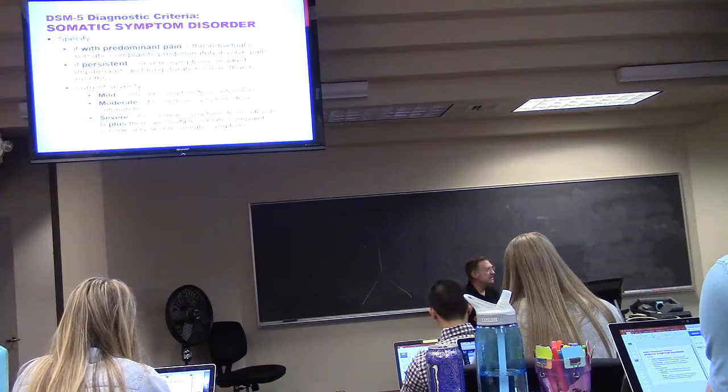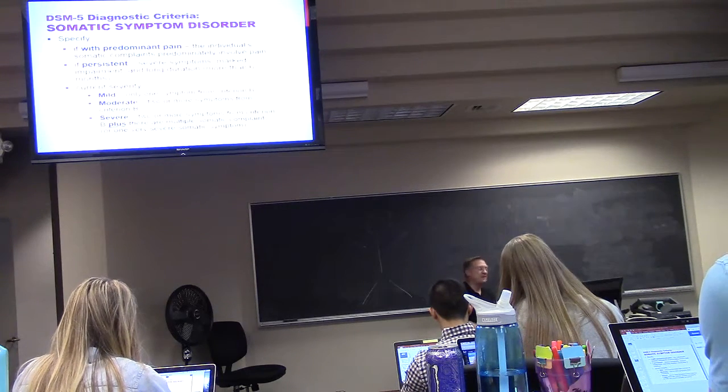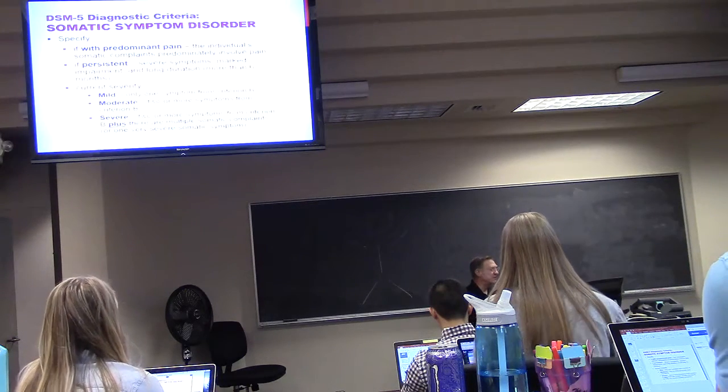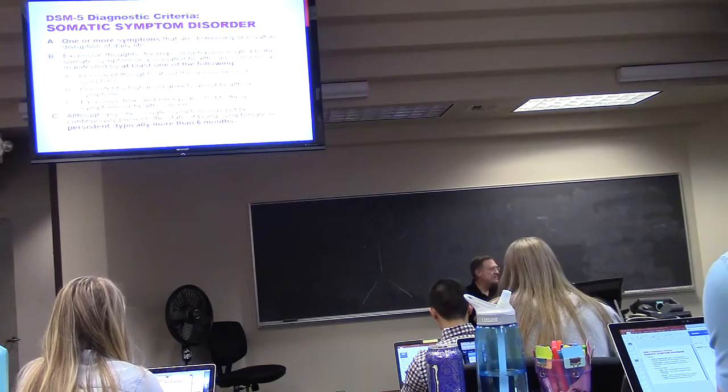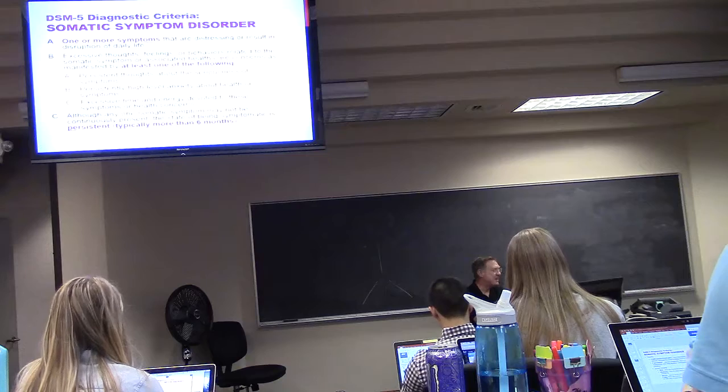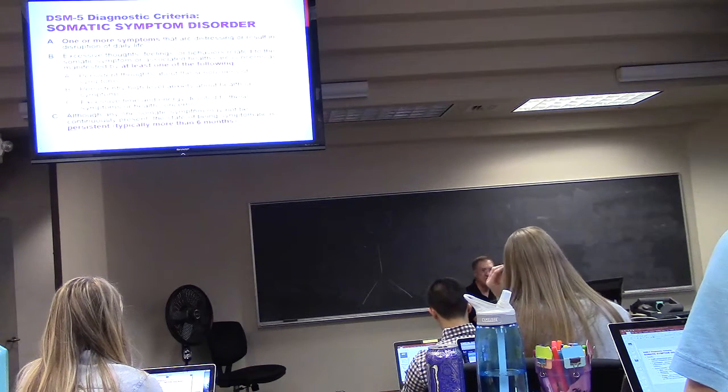You also specify the severity, either mild, moderate, or severe, and the way that's defined by DSM-5 is only one symptom from criterion B, that is either thoughts about seriousness, anxiety, or time and energy devoted to it, okay?